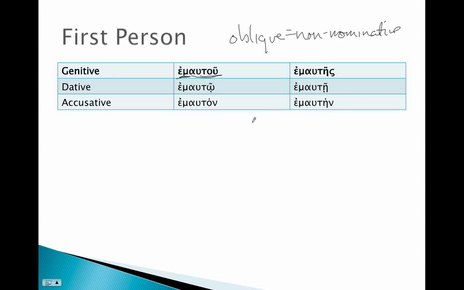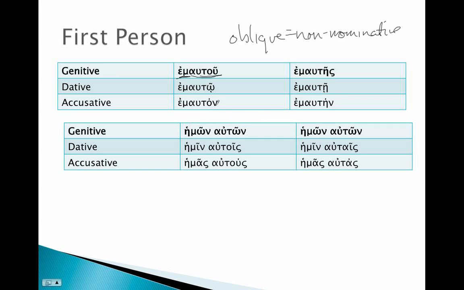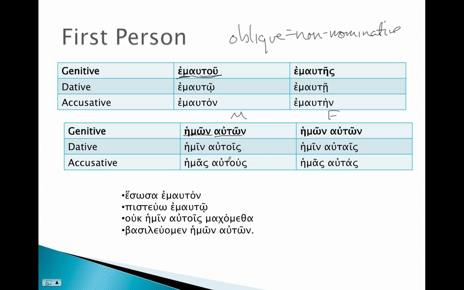If we want to do the plural, it'll be a compound. We'll take the form of the first person plural pronoun, hēmōn, hēmin, hēmas, and then we'll add that form of autos in the same case. So it's essentially acting like an intensifier. So we've got a masculine form and a feminine form, depending on if the we is masculine or feminine. So let's take a look at some examples of how these are used.